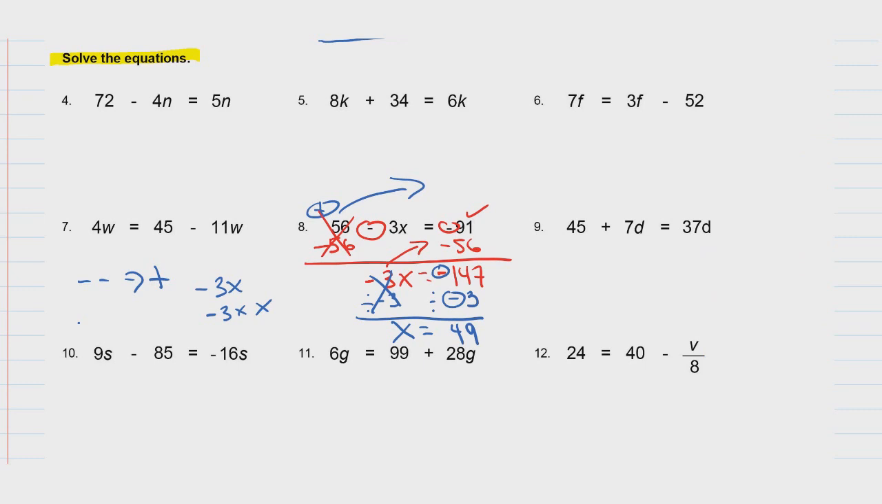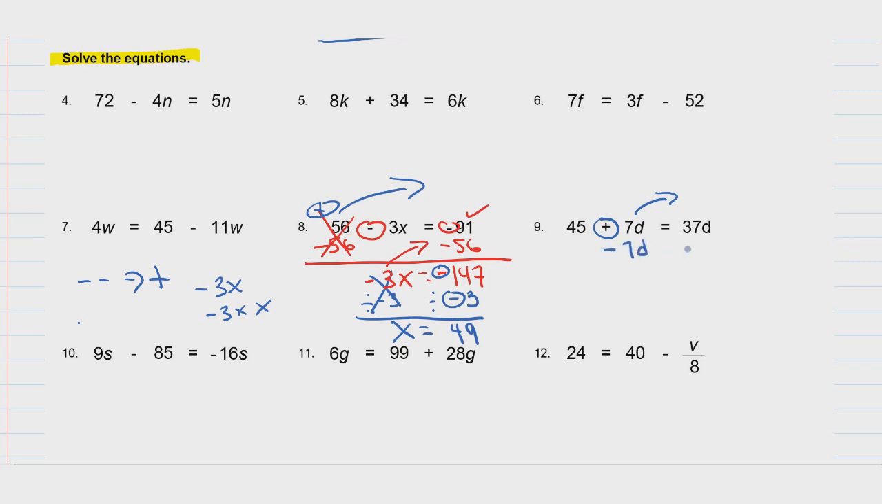Problem number 9, we have 45 plus 7d. We have a variable and numbers on the same side of the equal sign, so no one's happy. Over here we have 37d. Again, we have a number and a variable on the same side of the equal sign, so no one is happy on this problem. So the best thing to do is to join the variables together, so we want to move the 7d. And it's a positive or addition, and the opposite of addition will be subtraction.